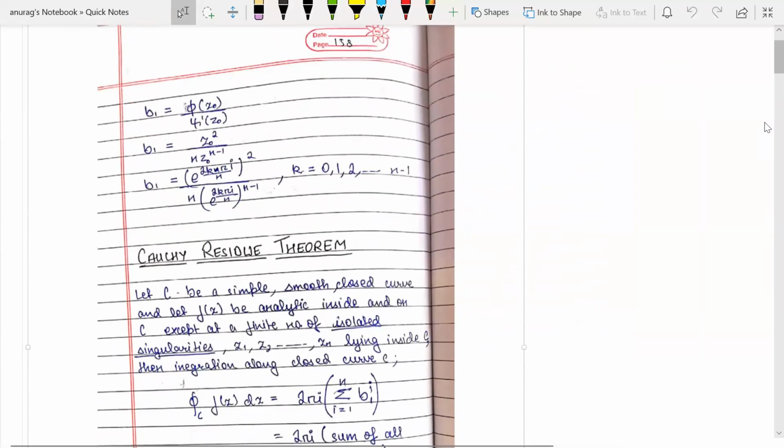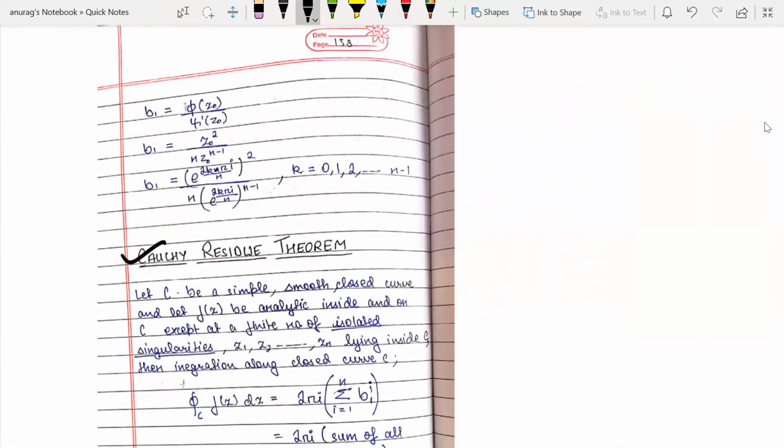Today we will see what is Cauchy Residue Theorem. In part 14, we have seen how to find the residue for the different types of singularities, that is, in case of removable singular point, pole and essential singular point. So let's see first what is the statement of Cauchy Residue Theorem.